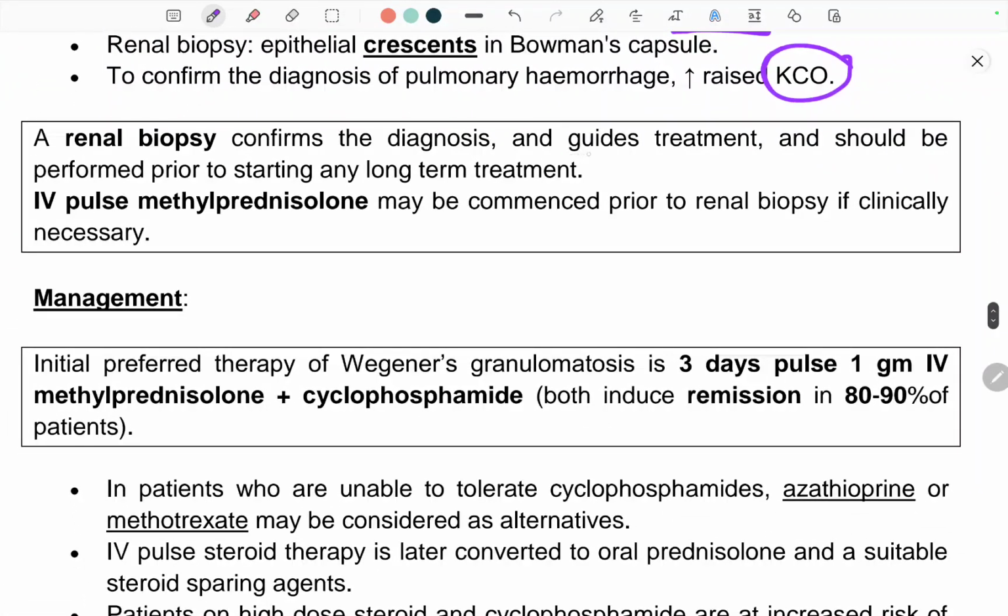Renal biopsy confirms the diagnosis and guides treatment, and should be performed prior to starting any long-term therapy. IV pulse methylprednisolone may be commenced prior to renal biopsy if clinically necessary. Initial preferred therapy of Wegener's granulomatosis is 3 days of pulse 1 gram IV methylprednisolone plus cyclophosphamide, like steroid plus cyclophosphamide. Both induce remission in 89% of patients.